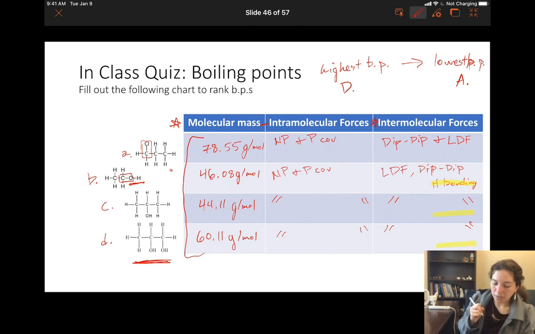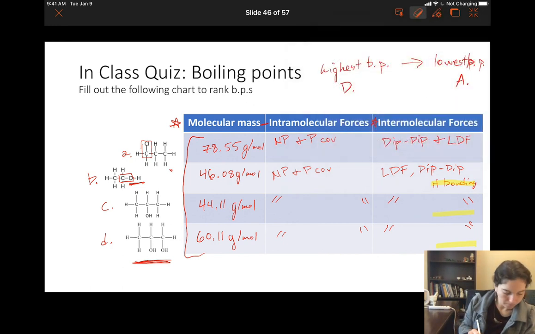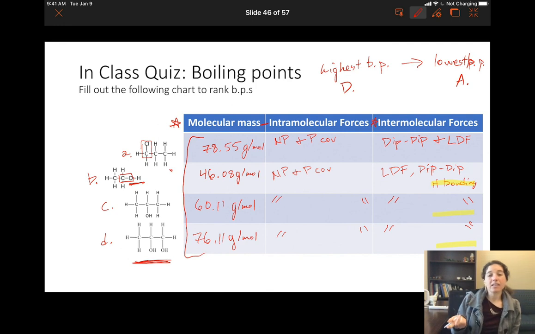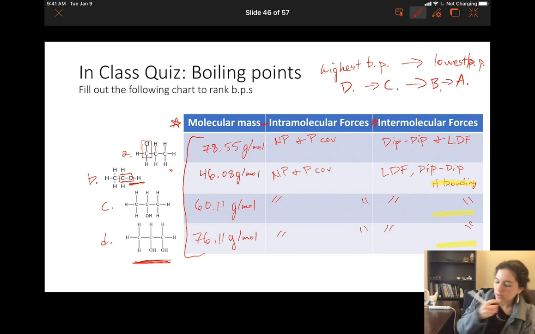I apologize, I calculated these masses incorrectly. This one is right. This one should be 60. Sorry, I missed something there. This should be 60.11, and this should be 76.11. Okay, it still doesn't change that D is definitely our highest one. And then we have C, because it's got the next highest mass, and then B. So it would be C, then B, then A. So that would be the order.